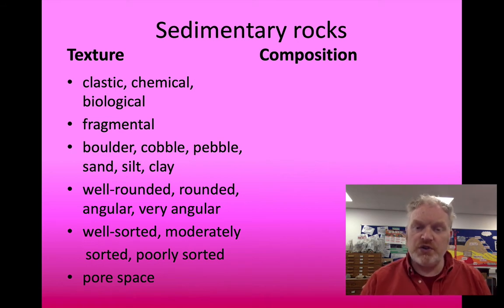We can also refer to the range of sizes within a sedimentary rock. So we can describe rocks as being well sorted if all the grains within the rock, all the fragments, are the same size. It's poorly sorted if there's a wide range of grain sizes within a rock. Somewhere in between is going to be moderately sorted. And finally, for texture, we can also talk about pore space. Pore space is the gap between the clasts.